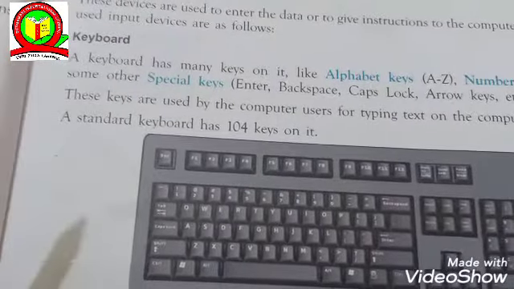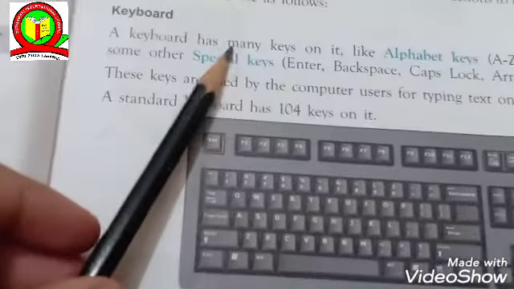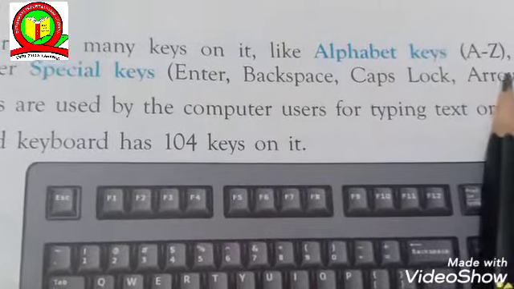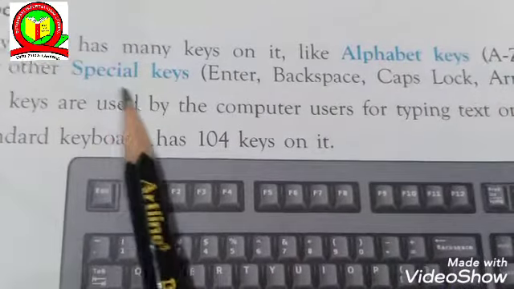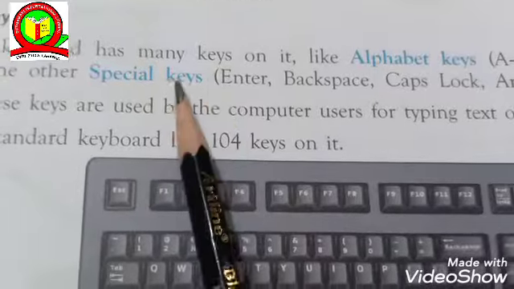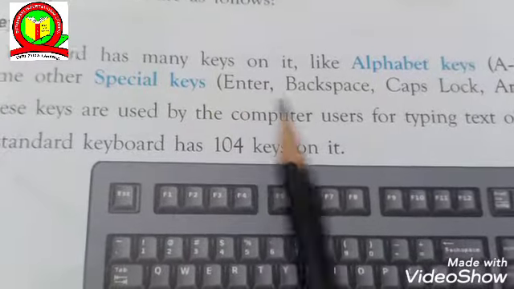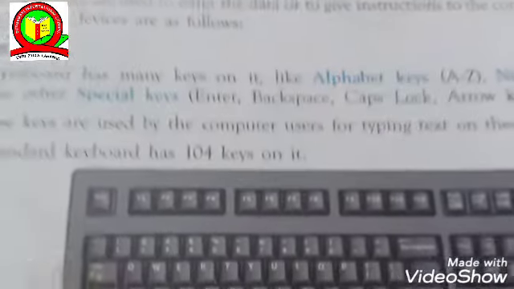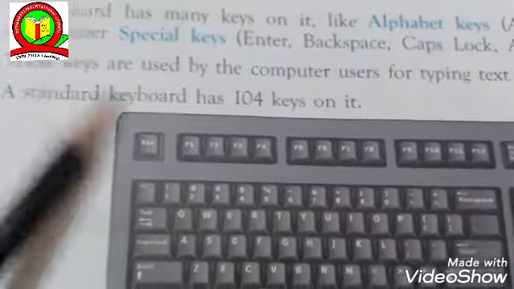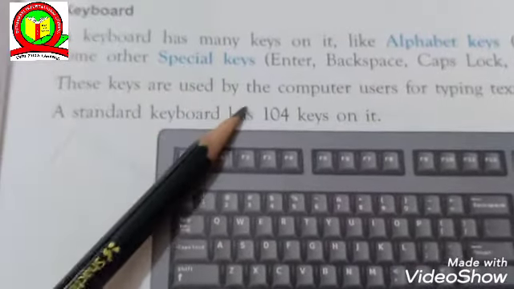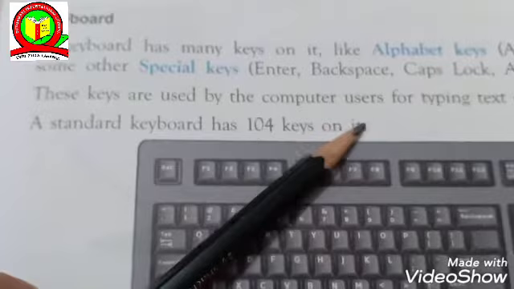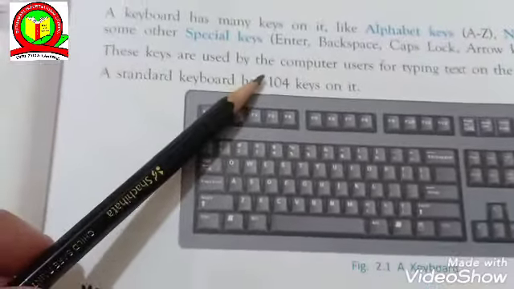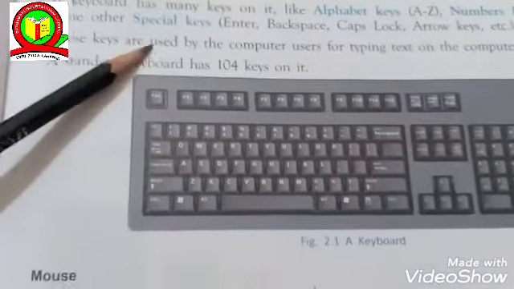Keyboard. A keyboard has many keys on it, like alphabet keys, number keys, and some other special keys. So what are special keys? Enter, backspace, caps lock, arrow keys, etc. These keys are used by computer users for typing text on the computer. A standard keyboard has 104 keys on it.